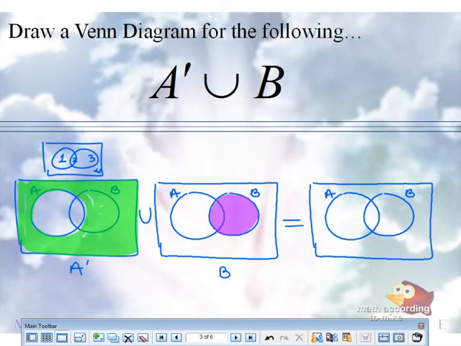And now we're going to put them together. Our operation is union. Union says take either one or both, meaning what sections are shaded in A prime or in B or in both. So 2, 3, and 4. So 1 is the only section that is not in either one, so we're not going to shade it at all.